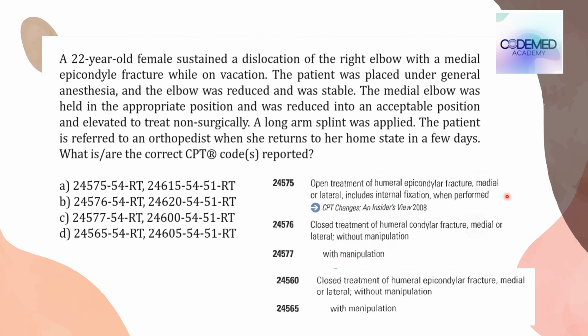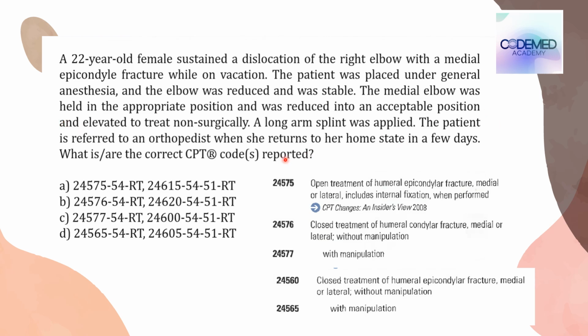What are the CPT codes? Now whenever we are coding for the fracture, the type of the fracture, whether the manipulation has been done, whether the stabilization has been done, all those things we are going to consider, and even the site of the fracture. So we need to find out how the fracture has been treated.